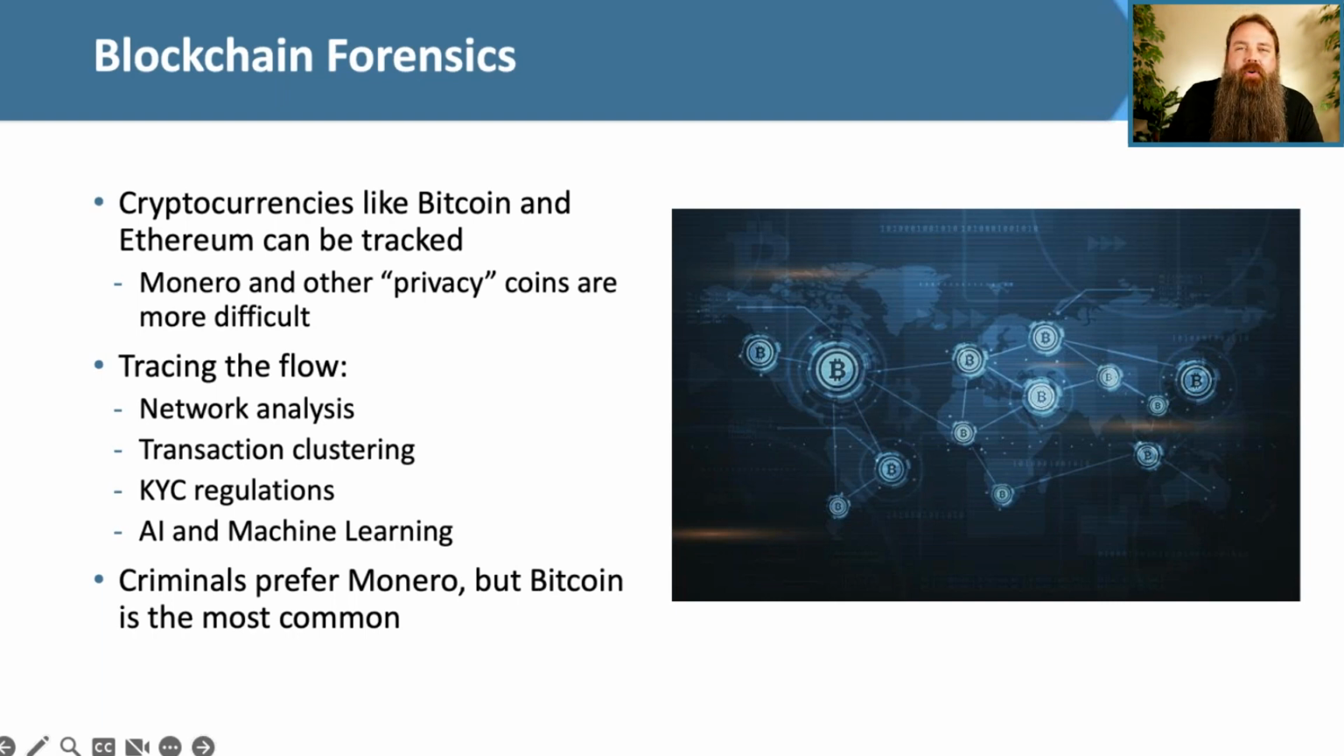When we're tracking things on the blockchain, there's a few different ways we can trace the flow. We can do network analysis, actually see where things go in and out of the network, which wallets they're being transferred to, and so on. We can look at transaction clustering. We can look at those know your customer regulations to see who owns certain wallets along the chain. And then artificial intelligence and machine learning have gone a long way towards making this a much easier process to work through. And remember, if you're dealing with criminals online, they're probably going to ask you for Monero. You probably noticed in some of those Darknet marketplace shots, they had a Monero button. There's a reason for that.